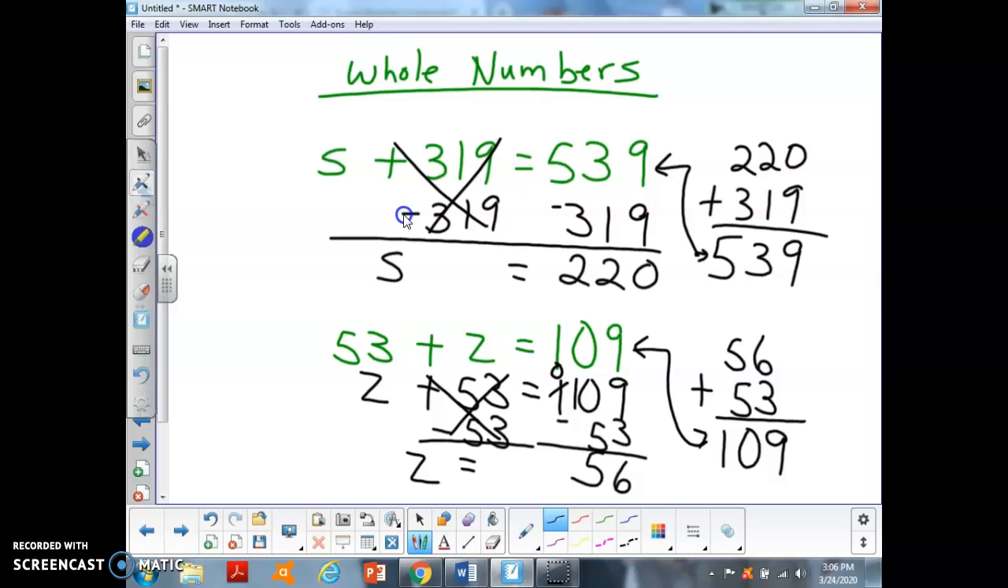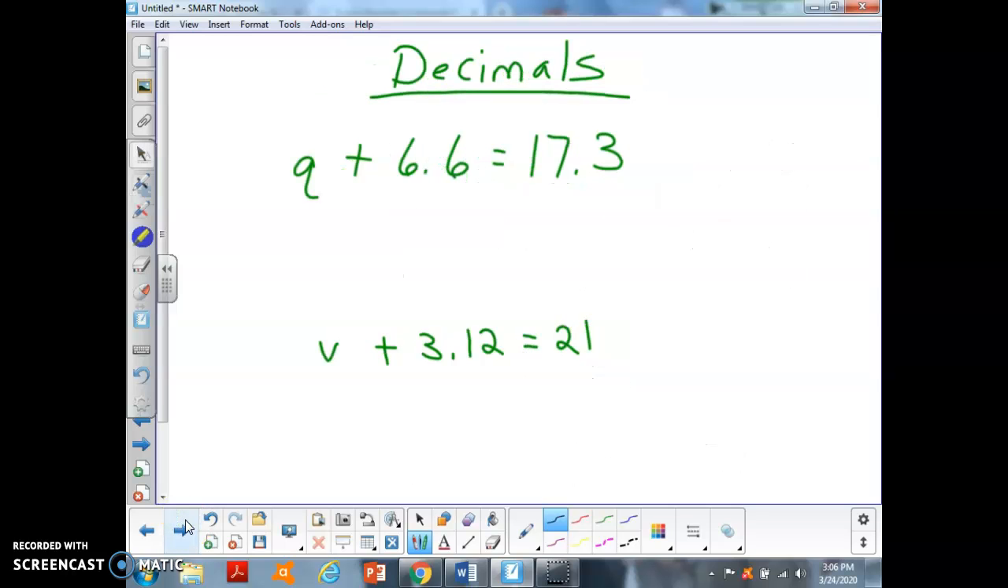All right, those are problems that involve whole numbers. I think that will go quite well for you. They'll be spread out throughout your worksheet. Next one is decimals. Same idea.